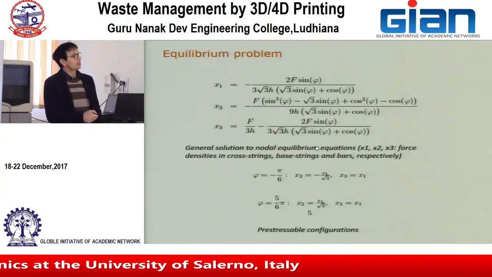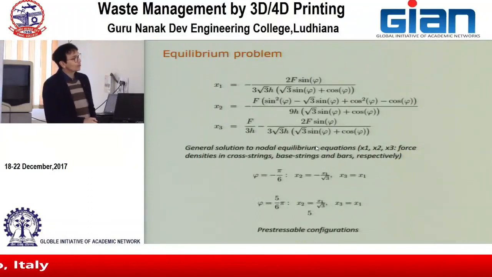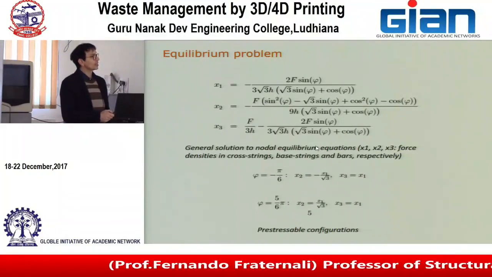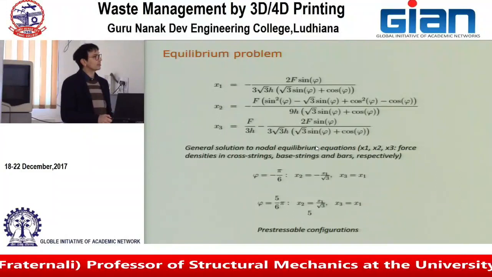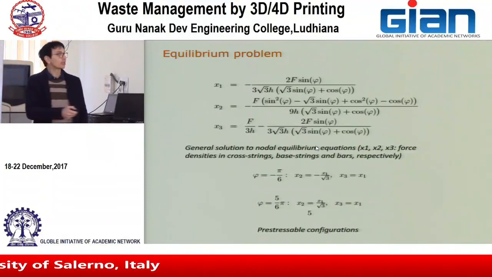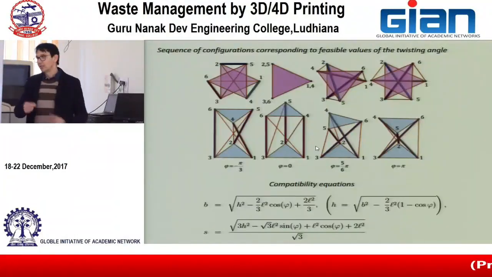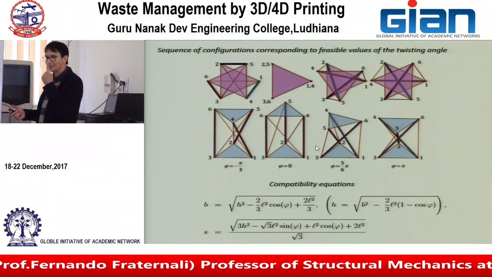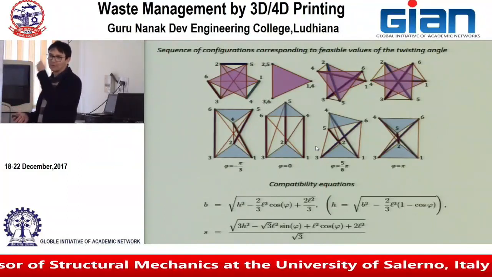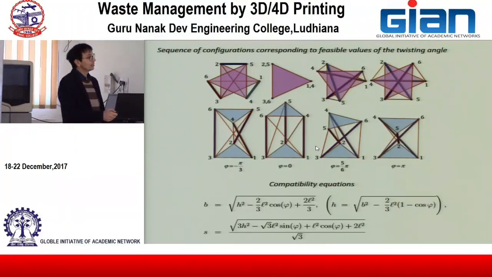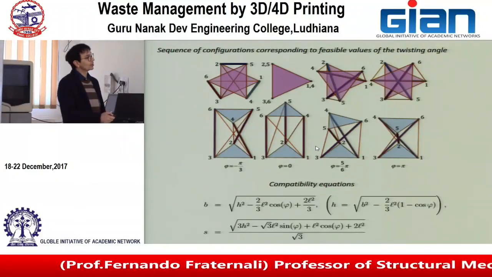So we solved the equilibrium equations of the system, and we found the solution for which there are forces in the members. Those are x1, x2, x3 in the cross strings, the forces in the base strings, and in the bars. We solve the equilibrium equation of the generic node, because under vertical loading the equilibrium equations of each node are all equal to each other. So it's important that you examine the equilibrium equation of one arbitrary node. There are three forces: the forces in the two base strings, one bar and one cross string.